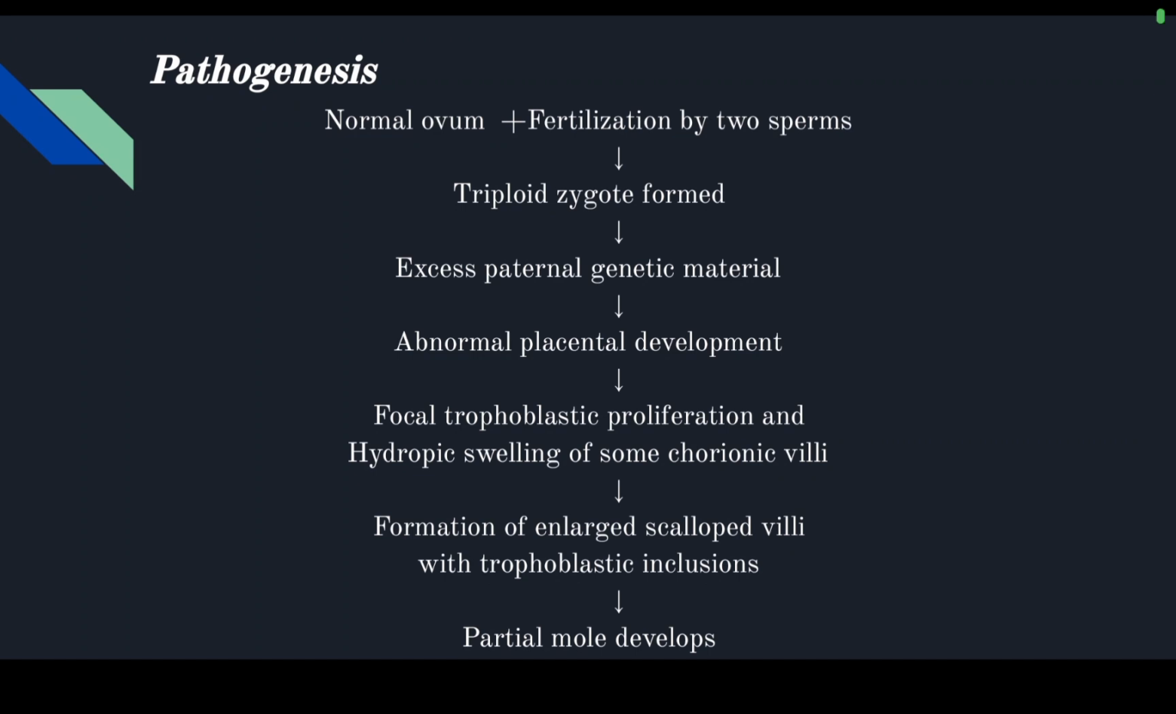Pathogenesis of partial hydatidiform mole. A normal ovum is fertilized by two sperms, giving rise to a triploid zygote. In this, there is excessive paternal genetic material, which leads to abnormal placental development, giving rise to focal trophoblastic proliferation and hydropic swelling of some chorionic villi. This leads to formation of enlarged villi with trophoblastic inclusions, leading to partial mole development.